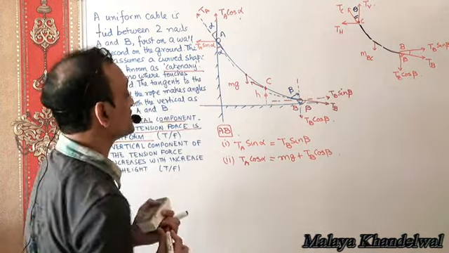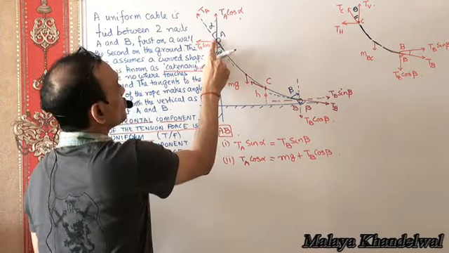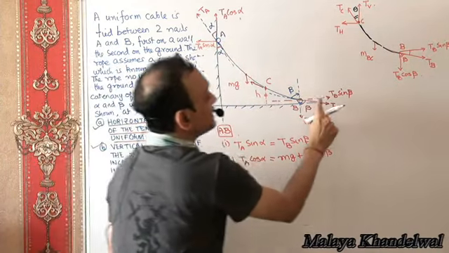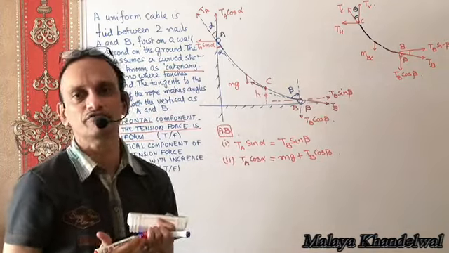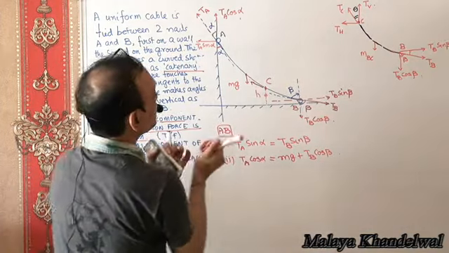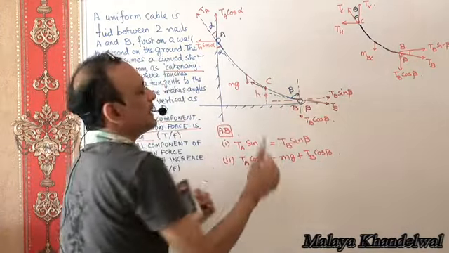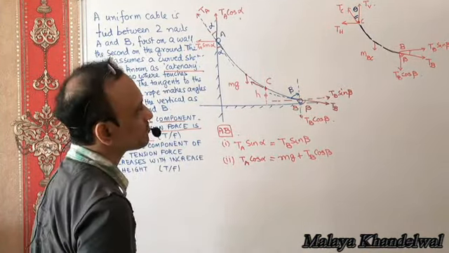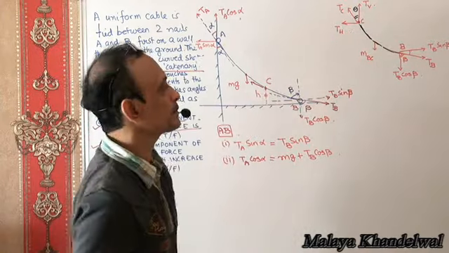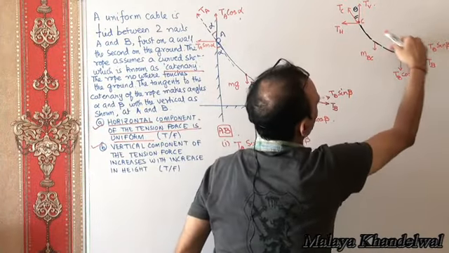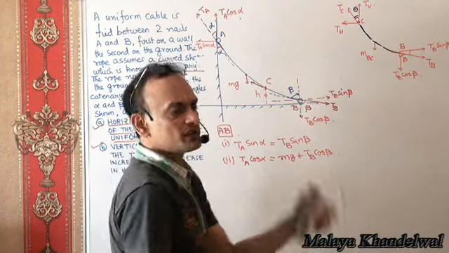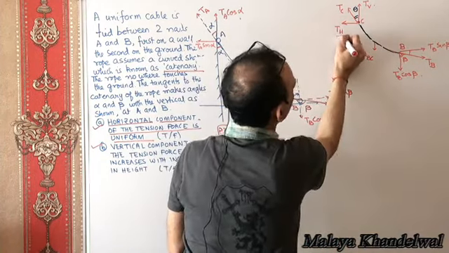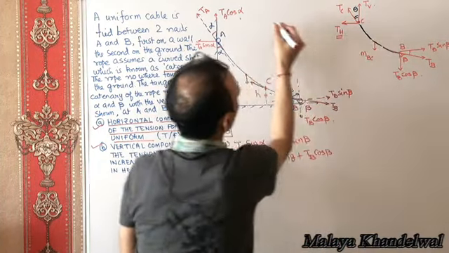Now one thing that you can see, TA sin alpha is the horizontal component of tension at A and TB sin beta is the horizontal component of tension at B. They are equal. So that means at the extreme ends, B and A, the horizontal components of tensions are equal, right? Now let me look at C. For equilibrium, horizontal and vertical forces must cancel off. So very clearly, TH must take care of TB sin beta.